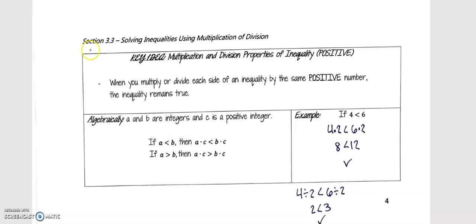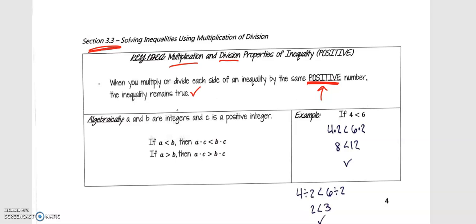So this is the video for section 3.3. It's super similar to section 3.2 because now we are just talking about multiplication and division, versus in 3.2 we were talking about addition and subtraction. So the key idea we want to remember is that when you multiply or divide each side of an inequality by the same positive number, that's really important here, the inequality remains true.